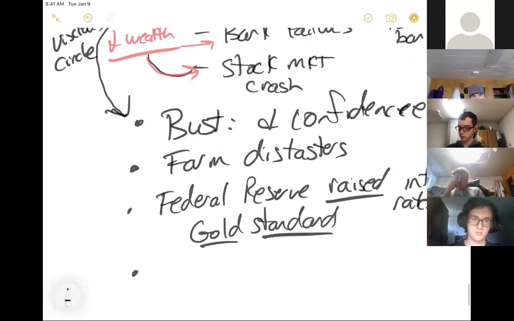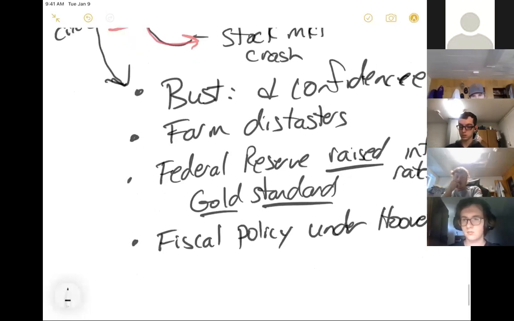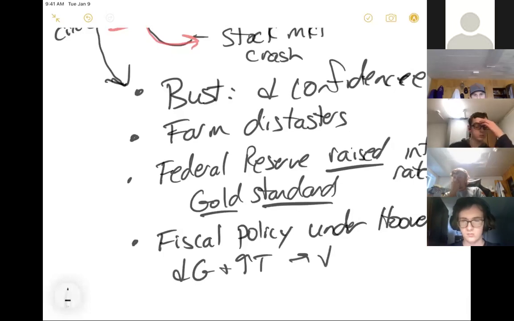Likewise, what did the federal government do in fiscal policy? Today, during the COVID crisis, we've had both Republican and Democratic presidents who've tried to cut taxes and raise government spending. What did Hoover do? He cut spending and he raised taxes. Why? I mean, bad economics, right? Bad economics.